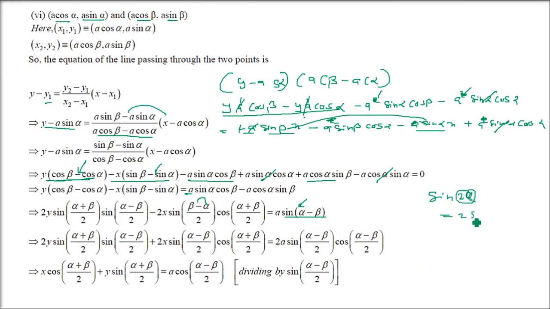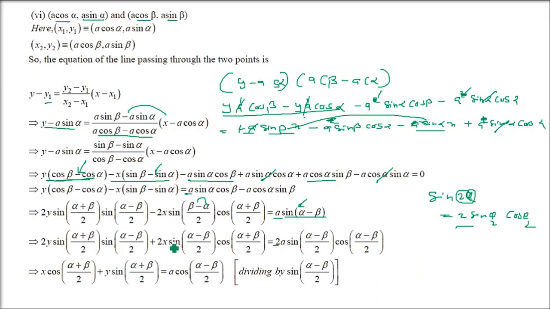If you take sin theta, what is going to come? Sin theta is 2 sin(theta/2) cos(theta/2). So this sin(alpha minus beta) can be written as 2 sin((alpha minus beta)/2) cos((alpha minus beta)/2). Okay. Now the formula on the left hand side was there.